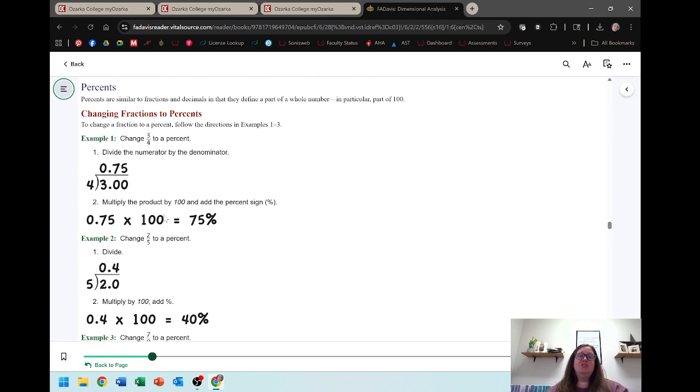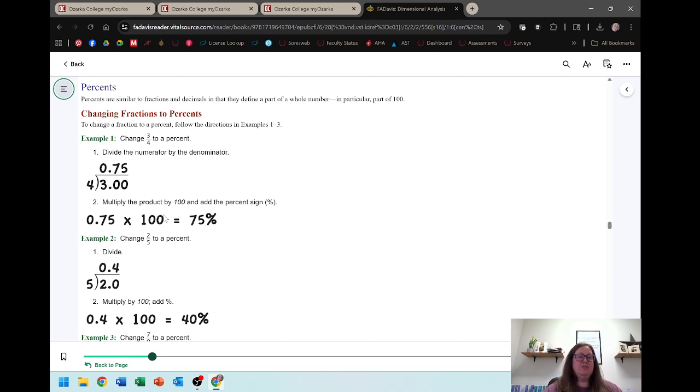Percents. Percents are also very similar to fractions, only with percents, the denominator is always 100. So it's always a part of 100. Changing fractions to a percent, 3/4 to a percent, divide the numerator by the denominator and multiply by 100. So to add a percent sign, we multiply by 100, and to take away a percent sign, or to change a percent to a fraction or decimal, we're going to divide by 100 to take away that percent sign.